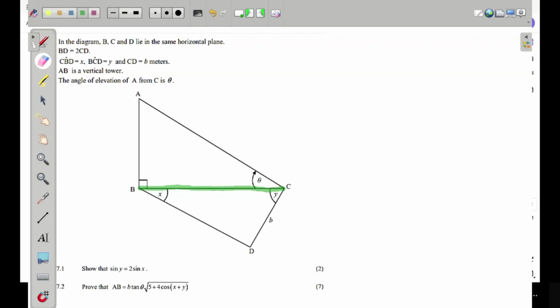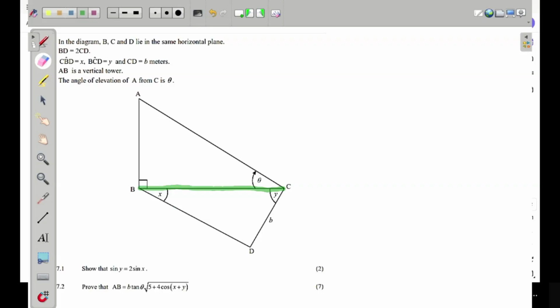So let us start with the first problem here, where we have to show that sine y is equal to 2 sine x. All right. So, oh, by the way, have we read everything? My apologies. We have not read. That's bad. Let's read quickly.